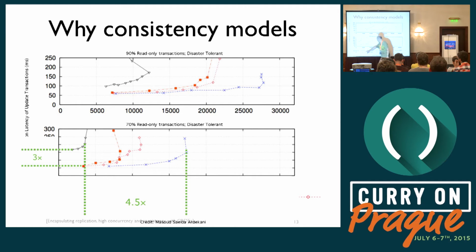RC is a very, very, very weak consistency model. You can see that at the knee of the curve, which is the interesting point, the latency is 3 times better for RC, and the throughput is 4.5 times better. So basically, with the same kind of hardware, you get 12 to 15 times better performance. So you can spend 12 to 15 times less buying data centers. So it makes a big difference.